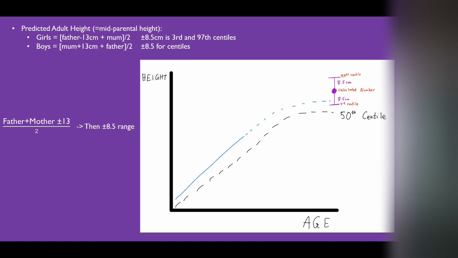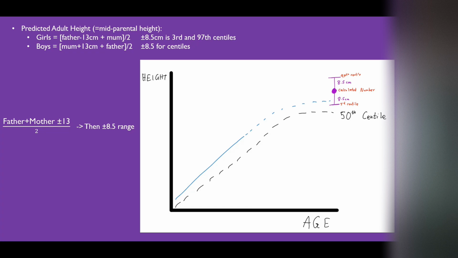But this means that we can exactly determine your adult height, which is impossible, right? We need to have some range. So after you find this calculated number, you add 8.5 and you subtract 8.5 to find the 3rd centile and the 97th centile. So it means that for your gender, man, for which we did the plus 13, with the same parents' height, they should be in this range.